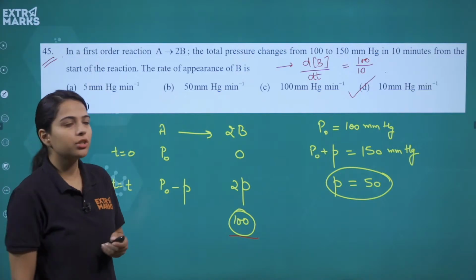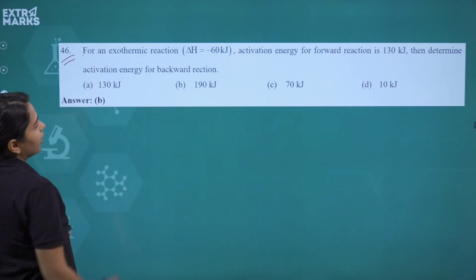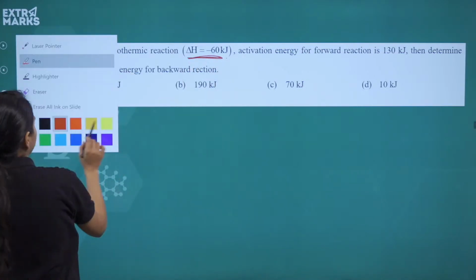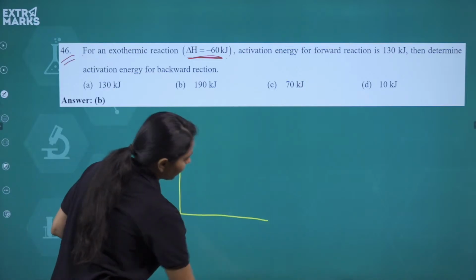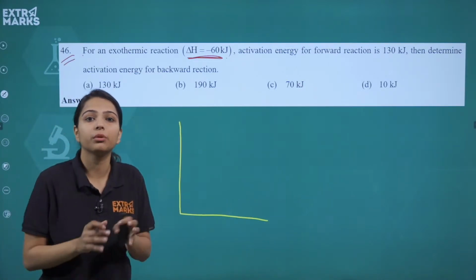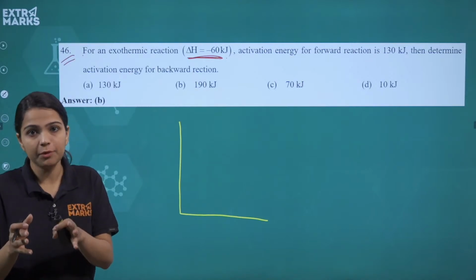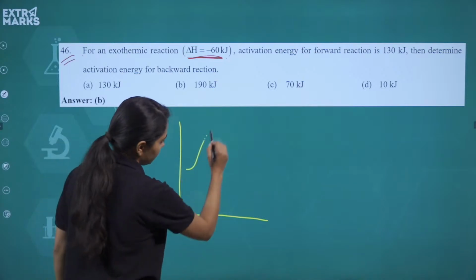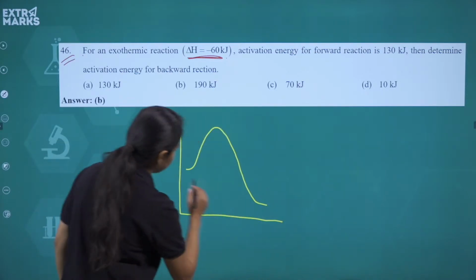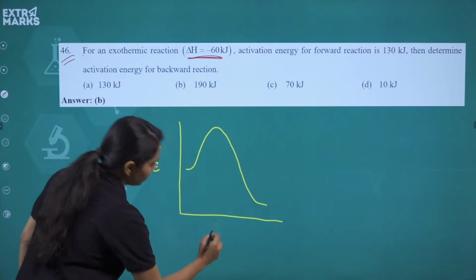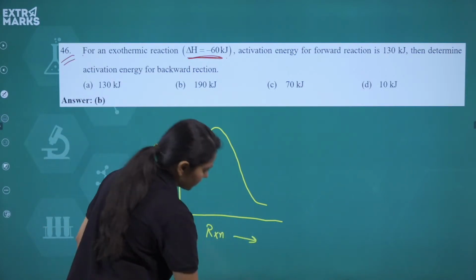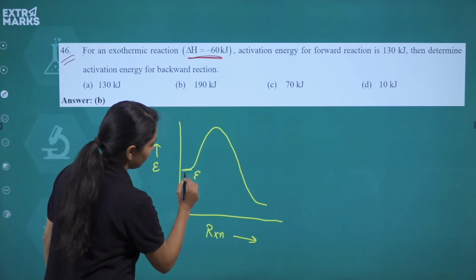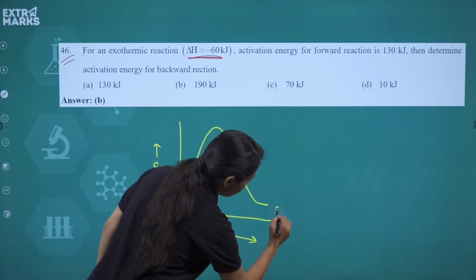Alright, next question, number 46. For an exothermic reaction which is delta H equals to minus 60. So this is your change in enthalpy. Now if I'll be having an exothermic reaction here, in the case of exothermic reaction, what is the scenario? The enthalpy of the reactants is higher as compared to the enthalpy of the product. So over here, this is how the reaction progress occurs. This is energy over here, this is your reaction progress in this case. Alright, now this is the energy of reactants, or I can write it down over here. This is the energy of the product.